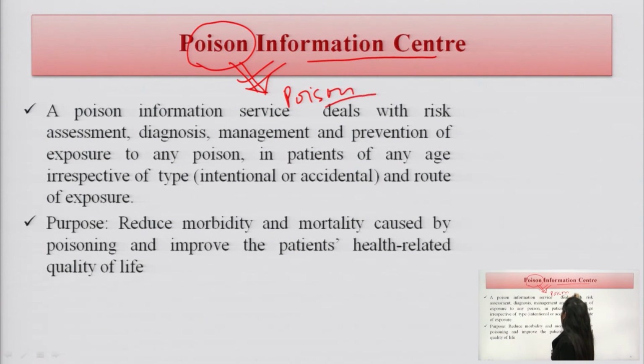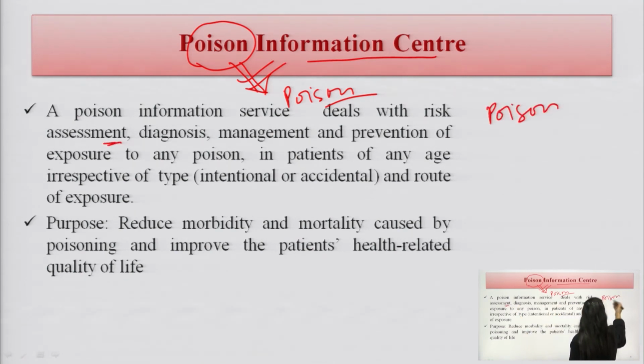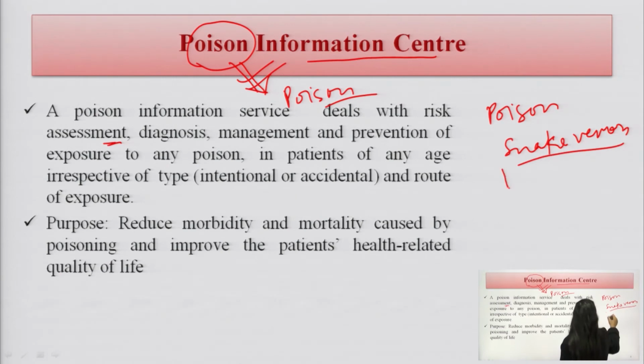It means how poisons, their nature, and how the management will be done. So, these points are covered here. The Poison Information Service deals with risk assessment. I told you what risk means. Any poison, if I take the example of snake venom, this is a poison. So the management of it is discussed under the Poison Information Center.